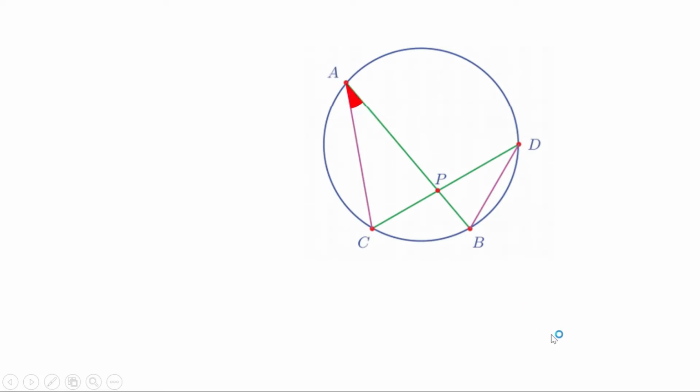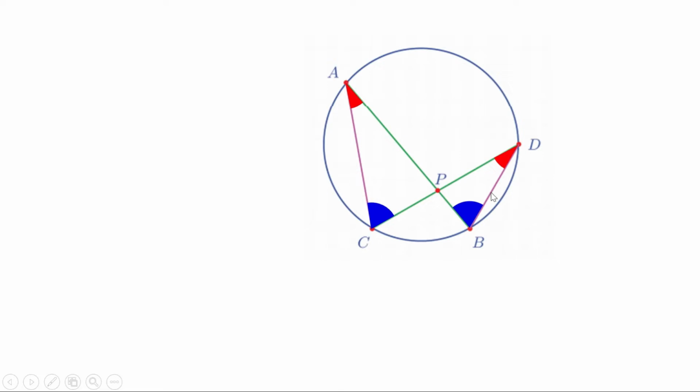Now, these two angles are equal because they are angles made by arc BC on its alternate arc. Therefore, they are equal. In the same way, these two angles are also equal. They are angles made by arc AD on its alternate arc. So, they are equal. That means two angles of this triangle are equal to two angles of this triangle. Means these two triangles are similar.